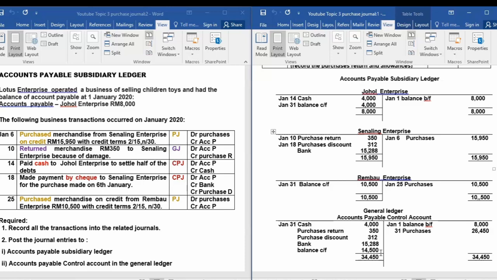What is meant by account payable control account? The account payable control account in the general ledger is the summary of all individual accounts under account payable in the subsidiary ledger. There are 3 accounts payable under the subsidiary ledger, and you have to total all the amounts in one control account that we call the account payable control account. That's all for today.